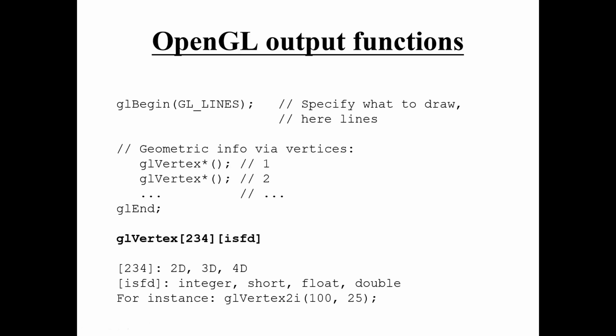Fine. So if I want to write an instance, how am I going to write it? I have to specify glVertex. Let's take the example of a 2D image, so I have to write 2. Fine. If it is an integer type, write i. Then inside the brackets, you have to pass your parameters. Let me pass, say, 100, 25. So this is the way of writing the OpenGL output functions.